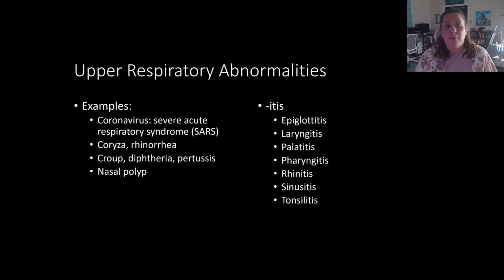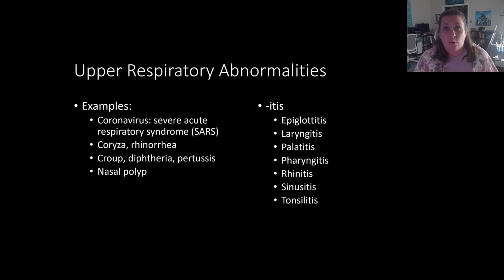So with upper respiratory tract abnormalities, these are things that can obviously cause problems with your upper respiratory tract. You could, of course, get a type of coronavirus. One in particular is known as severe acute respiratory syndrome, or SARS. You also have COVID, which is part of this as well. These are going to affect the upper respiratory system to begin with, nose and throat first.